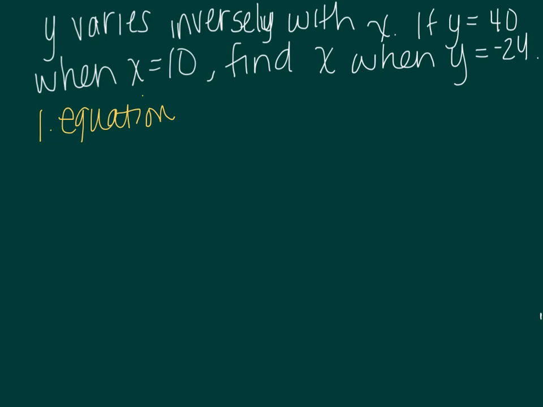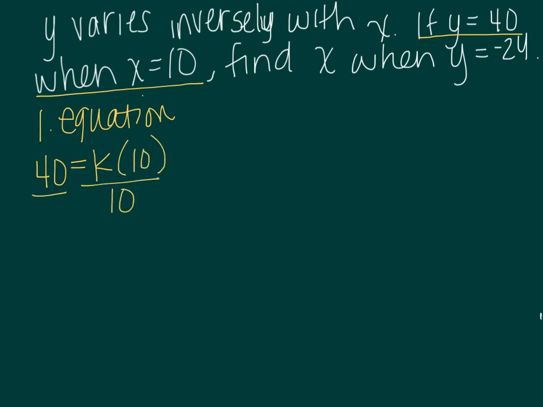Okay, so what you should have done, it says if y equals 40 when x equals 10. So all I'm going to do is 40 equals k times 10. I'm going to divide both sides by 10. So k equals 4. So my equation is y equals 4x.